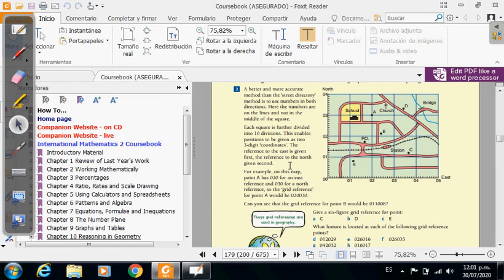Then it says, each square is further divided into 10 divisions. This enables positions to be given as 2 3-digit coordinates. The reference to the east is given first, the reference to the north is given second.